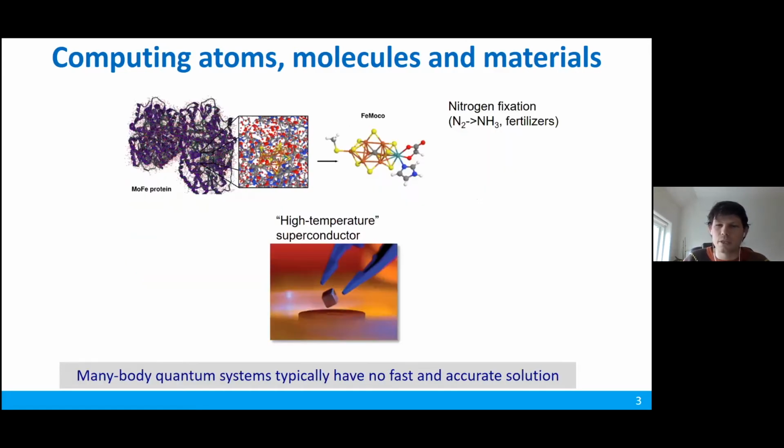But then if we go to systems where the many-body properties become important, like, for example, in the behavior of nitrogen fixation, which is an important process to make fertilizers, but also in the behavior of superconductors, especially high-temperature superconductors, where this is nicely depicted with a levitating magnet, which is made possible because of the superconductivity in the material underneath. For these systems, classical computers are not well capable of calculating the behavior.